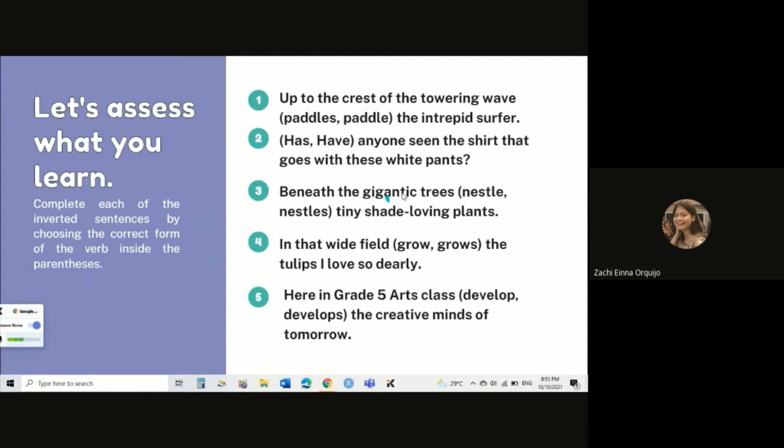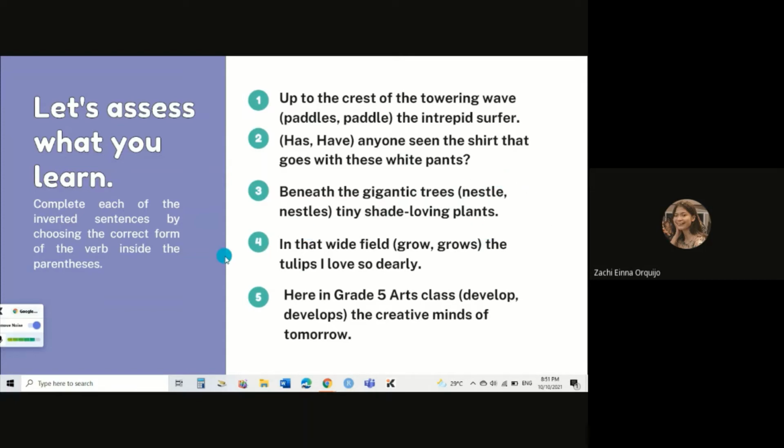So, beneath the gigantic trees, nestle tiny shade-loving plants. So, pag ginawa natin siyang normal order, which is yung mauuna yung subject bago yung verb, so para siyang ganito, tiny shade-loving plants nestle beneath the gigantic trees. Diba? So, tama, nag-a-agree yung subject sa verb na pinili natin.